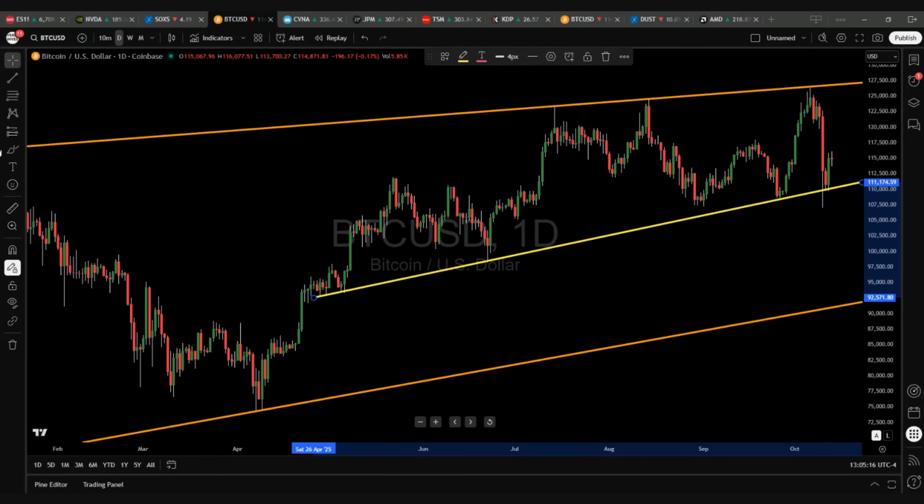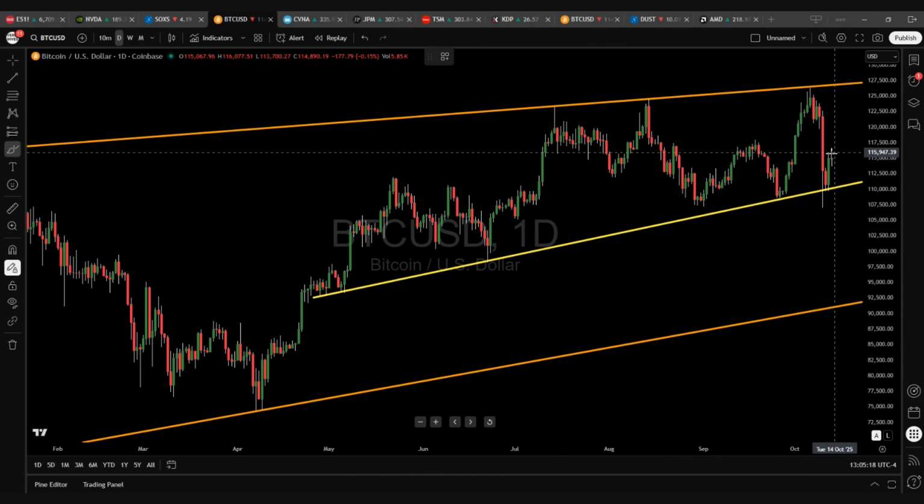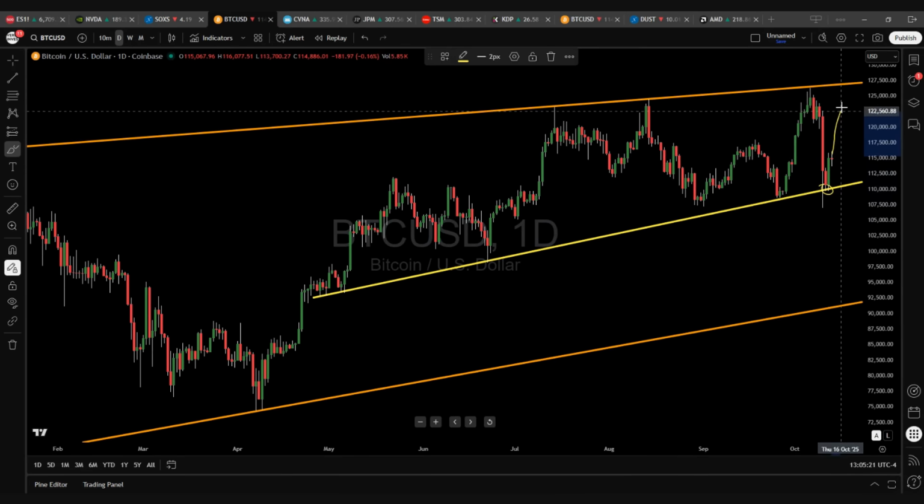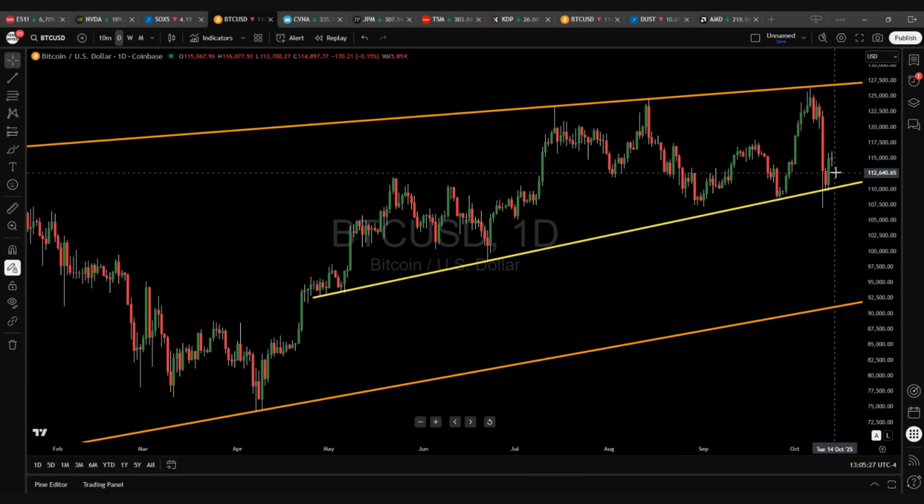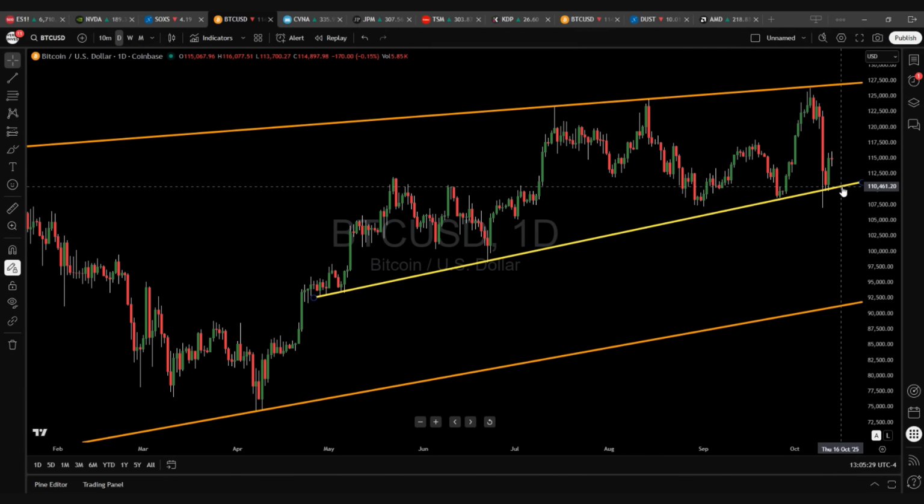Now, as long as it holds this trend line, then this becomes support, and we could go attack this, right? We could go attack the all-time highs. If by chance we break this level, well, it opens the door to a bigger drop.